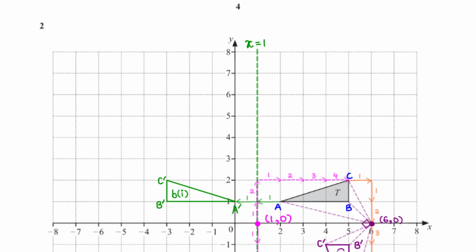This means if we pick point A, since we move 1 unit to the left to touch the line of reflection, we also need to move 1 unit to the left from the line of reflection to pin the new position of point A. After repeating the same process for all the vertices on triangle T, we are now able to map out the reflected image of triangle T.